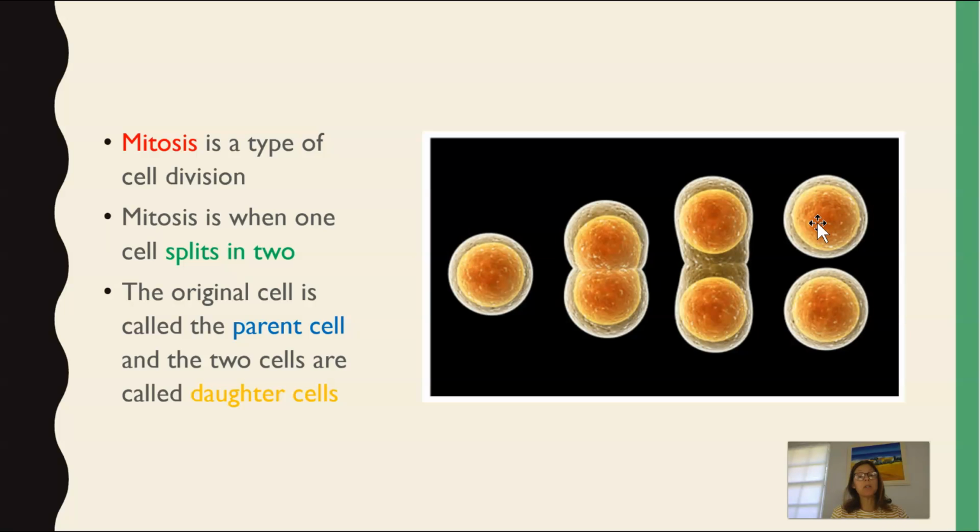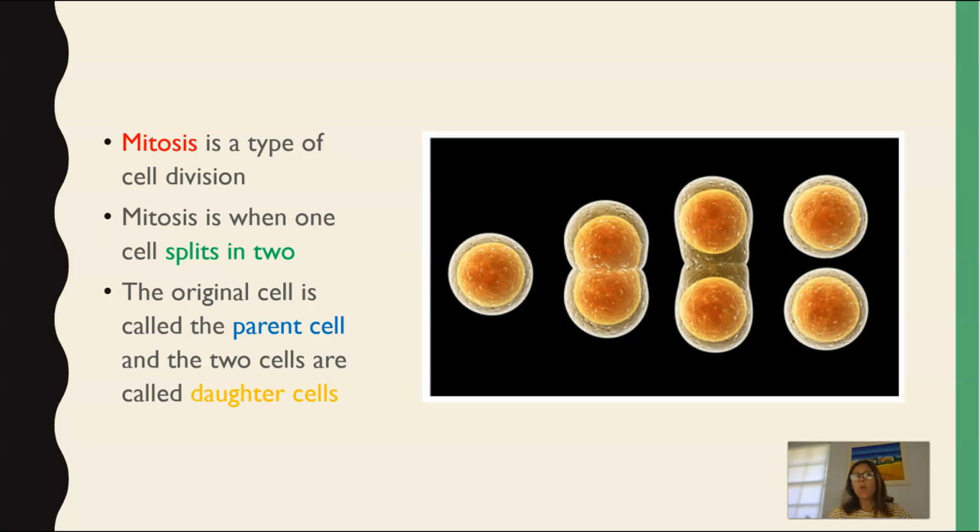Now those two cells are identical to the parent cell. This cell here is called the parent cell, and these two cells here are called the daughter cells, and they both are the same genetically as the parent cell that we have here. So mitosis is used to make more cells, to make new cells.